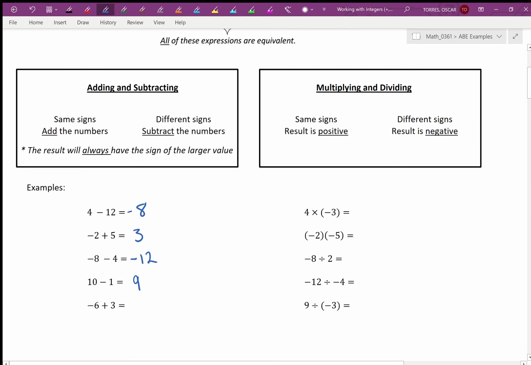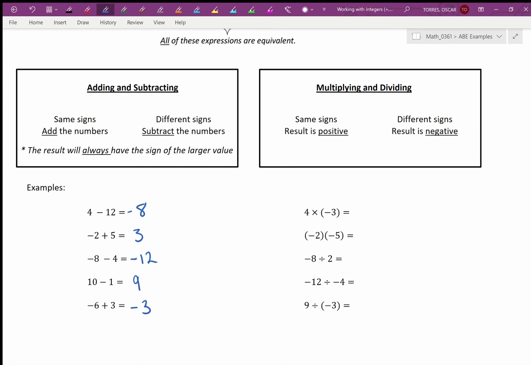For the last example, for adding and subtracting, we have negative 6 plus 3. The 6 is negative, the 3 is positive, so they have different signs, which means we're subtracting the numbers. So 6 minus 3 gives me a 3. But again, the result always has a sign of the larger value. The larger value was the 6, and the 6 is negative, so my answer is negative 3. So that's adding and subtracting integers.